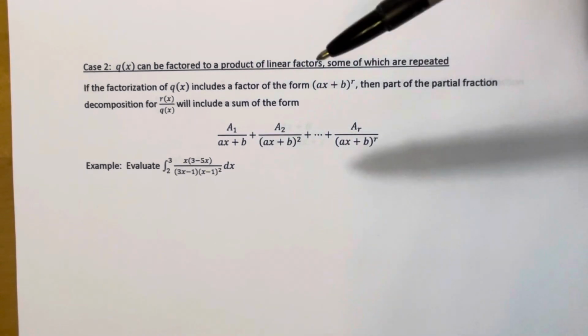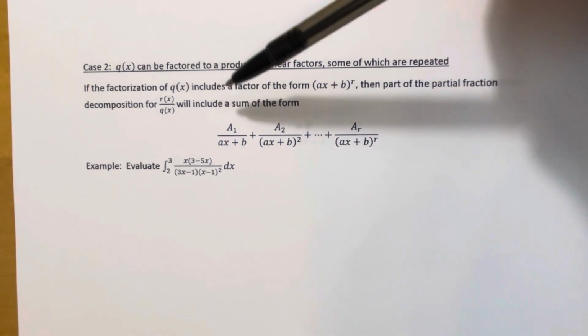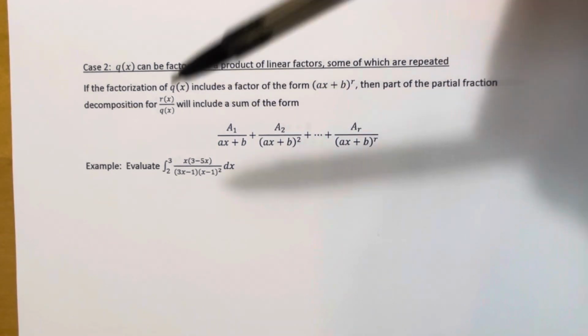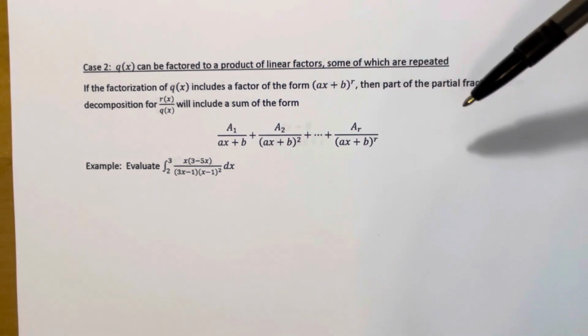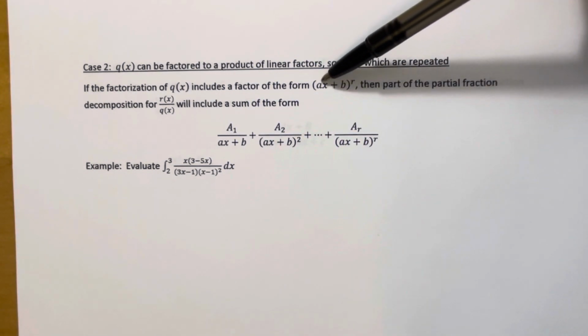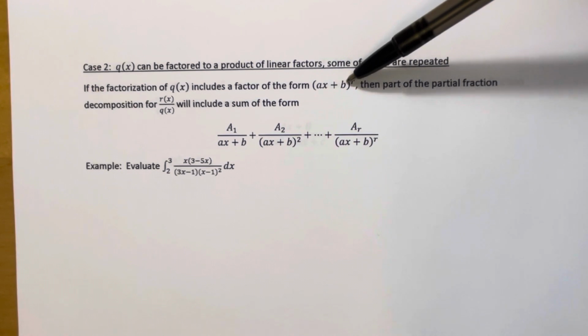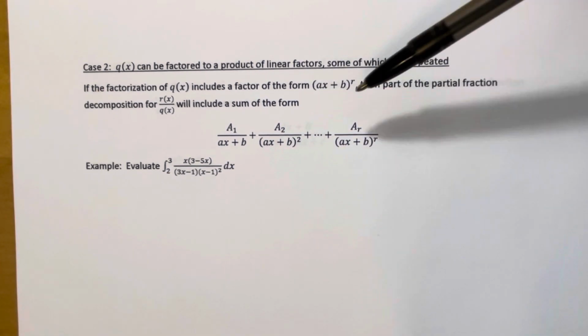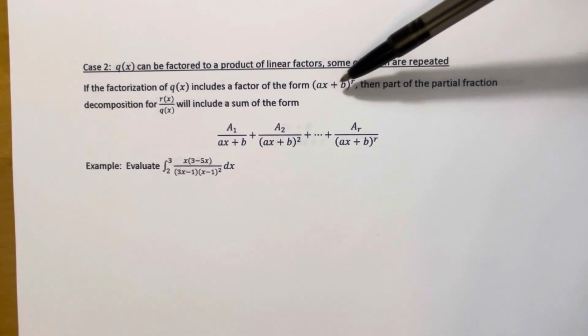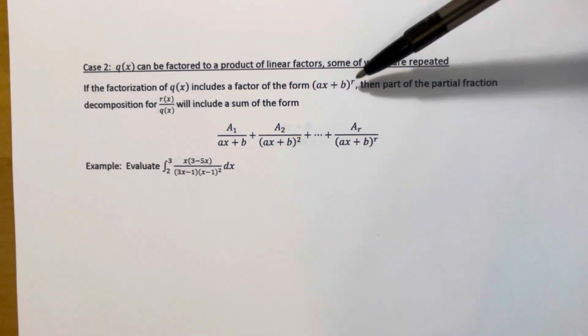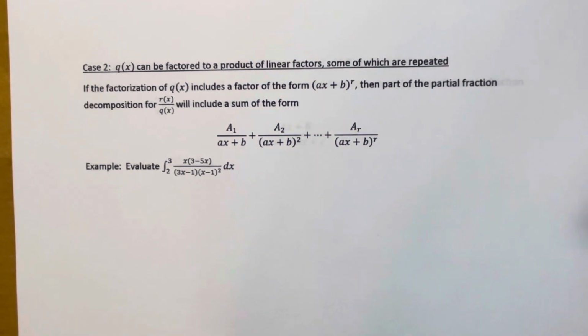Sometimes that's not the case. Sometimes your factorization of q of x might include a factor that looks like this. So what we're seeing here is a linear factor, ax plus b, but it's repeated, meaning you could represent it as being raised to some power where that power is 2 or greater, okay? When that happens, the way that we do a partial fraction decomposition is a little bit different.